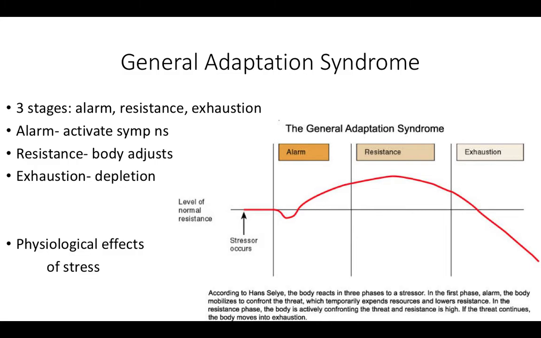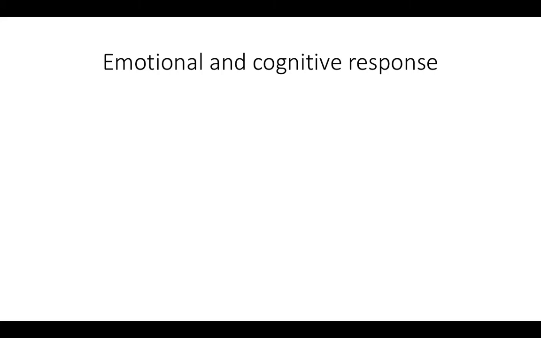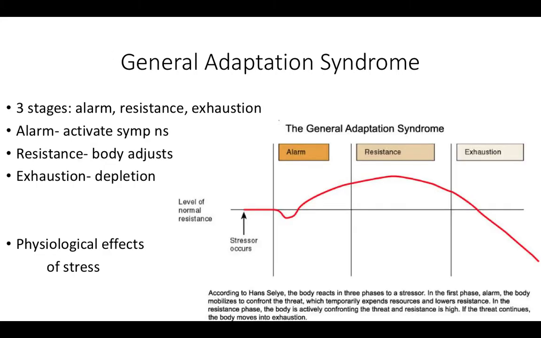The physiological effects of stress over the long term would be increased risk of heart disease, diabetes. The immune system can get suppressed, and that can lead to a higher risk of cancer and susceptibility to infection. So that, just so you're clear, that's probably one of the biggest things to know from this lecture.